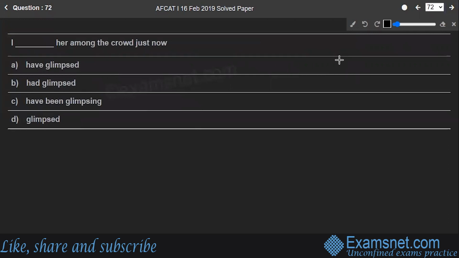Question number 72 is the next one. It says, I dash her among the crowd just now. I have glimpsed, I had glimpsed, I have been glimpsing, or I glimpsed. Just now means a very short time ago. It takes past form of the verb, that is, we will just use the second form of the verb, nothing more than that. So I glimpsed her among the crowd just now. Option D is the correct answer for this question.